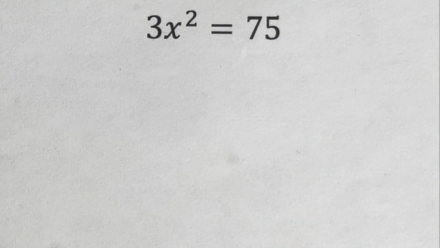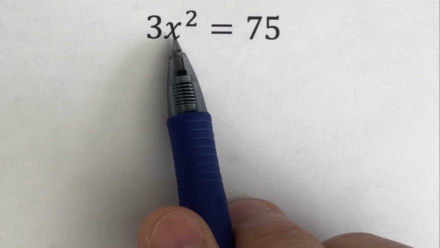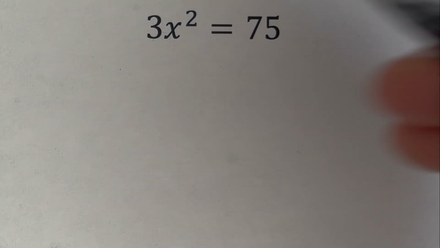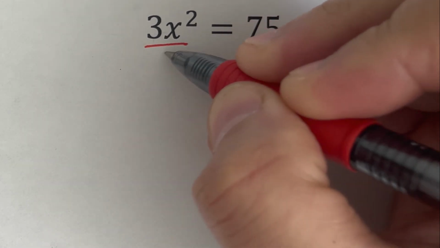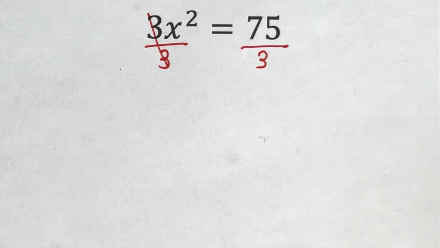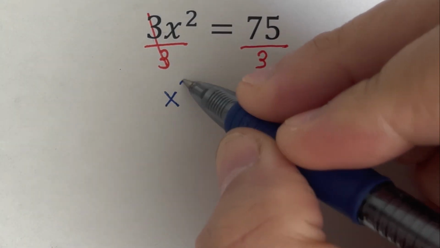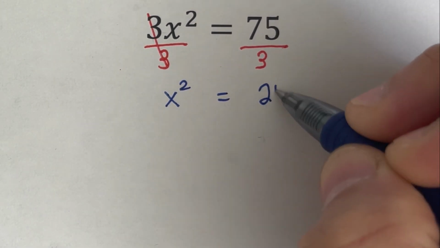Okay, so we go over the problem here. Again, our target is to isolate x by itself. So then we can go ahead and divide both sides by 3 so that we can get rid of the 3. That's the coefficient of the x squared. So we divide this by 3 so we can cross this out. So we are left with x squared is equal to 75 divided by 3 is 25.